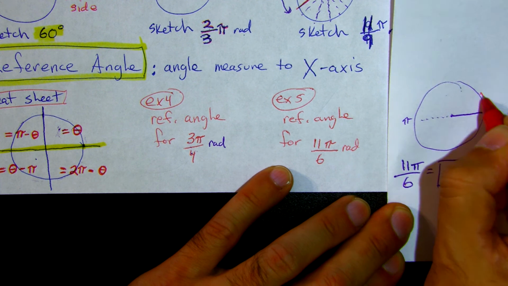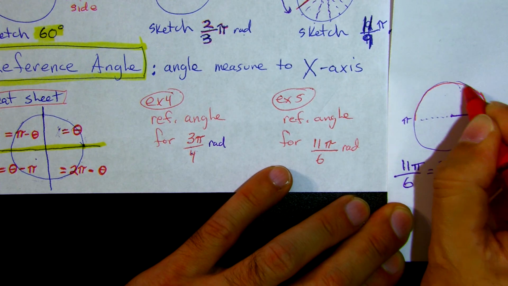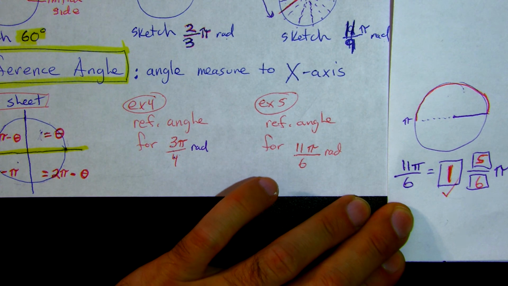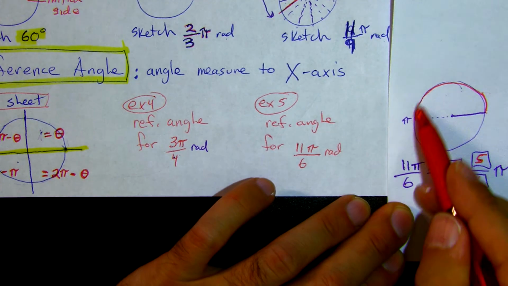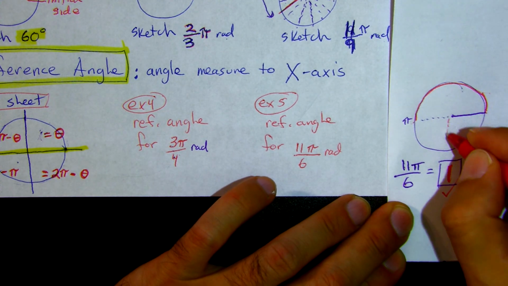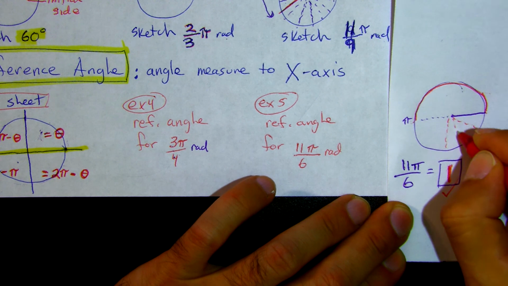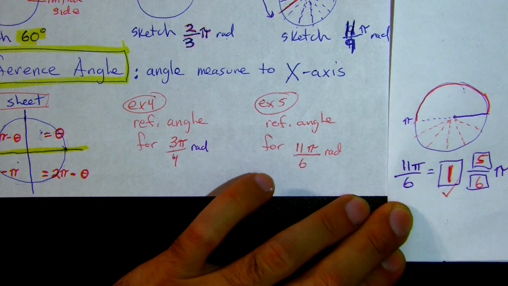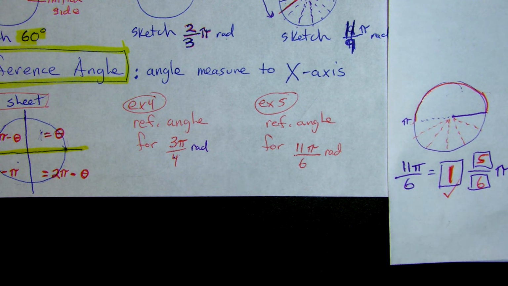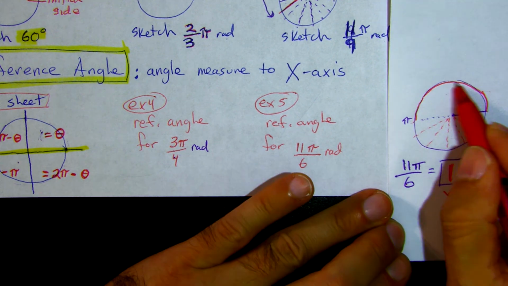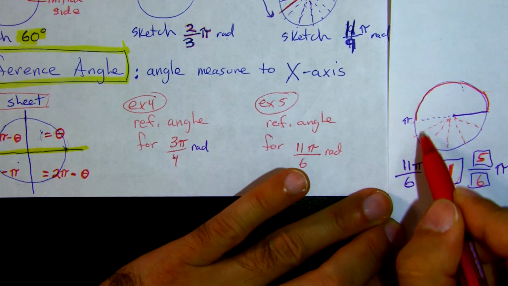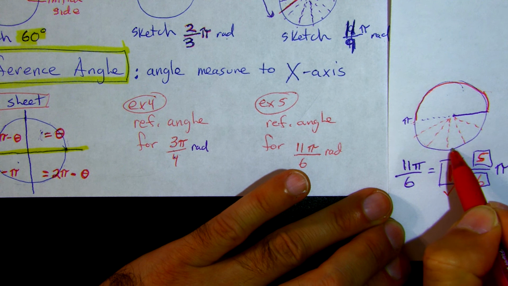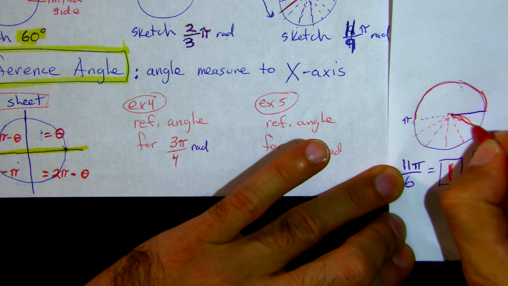So I'm going to break it into 6 parts. See? 1, 2, 3, 4, 5, 6. So we have 1 pi, and then 1 more sixth, 2 more sixths, 3, 4, 5 sixths. So our terminal side is going to be way over here. We went all the way around 1 pi, and then we went 5/6 more pi. So this right here is our theta. That's our theta. So we just figured out where our terminal side is.